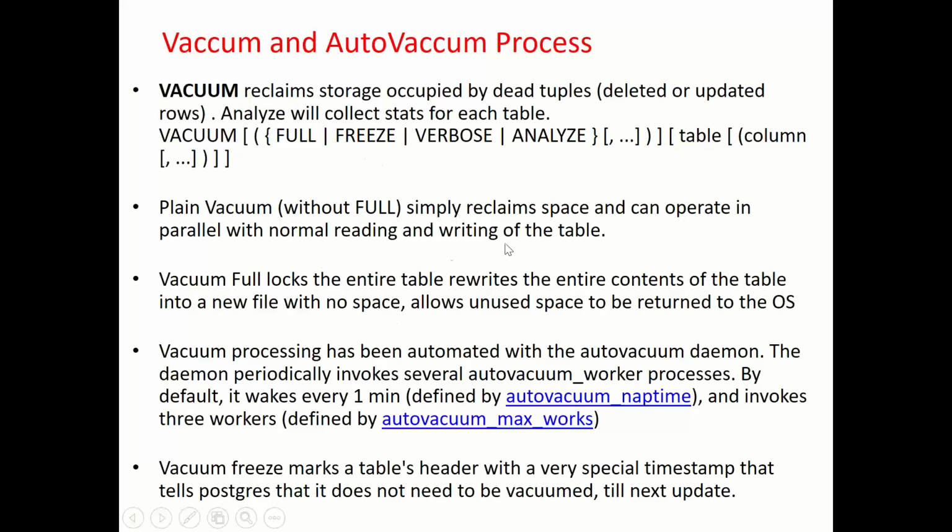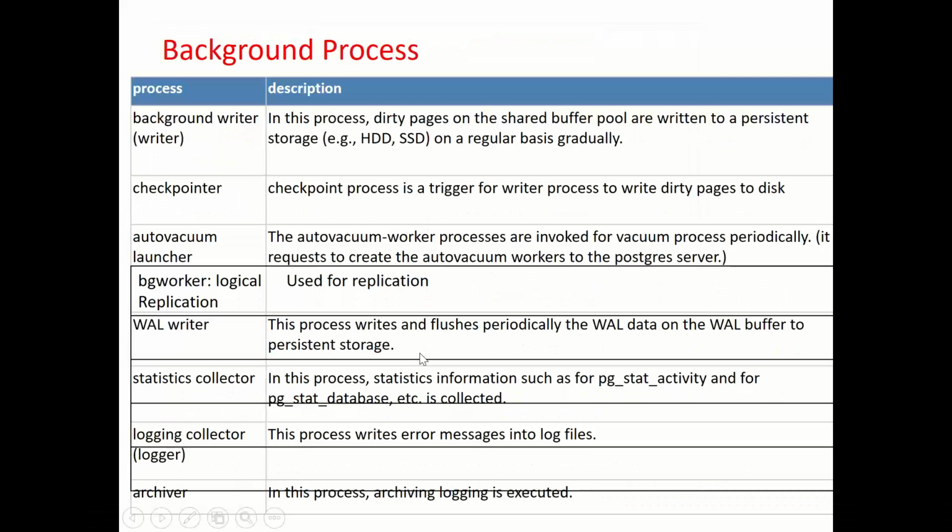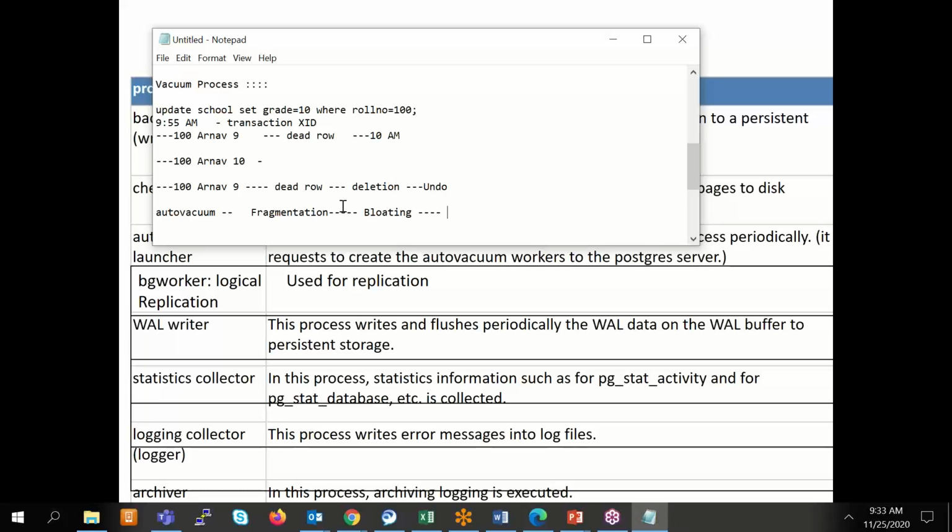So vacuum, anyways, we will be covering in one of the chapters. I am just telling you there are different options of vacuum, so not going into much detail. We will be covering vacuum full, vacuum freeze, vacuum. Vacuum is one thing which I think I already told, right, that it is cleaning up all your dead rows.